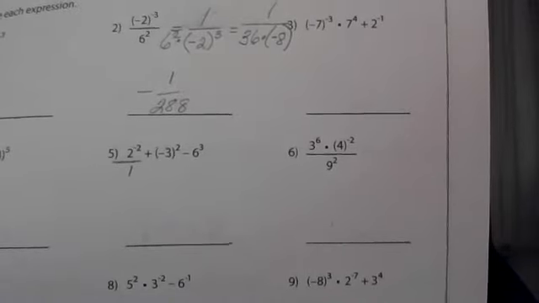So what you're going to end up with is 1/4 plus 9, positive 9, minus 216, I think. 6 to the 3rd. Yep.